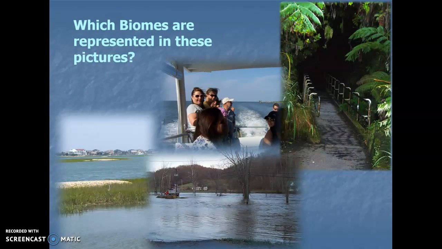So if you look at these pictures here, which biomes are represented? Okay, so our first picture that we're looking at here, this kind of looks like a tropical rainforest. This is actually a very old lava tube on the island of Hawaii. So this is from Volcano National Park.